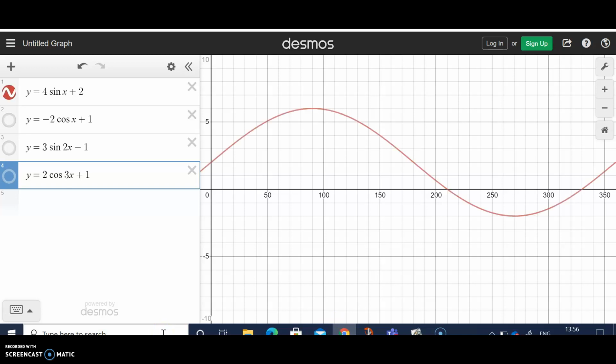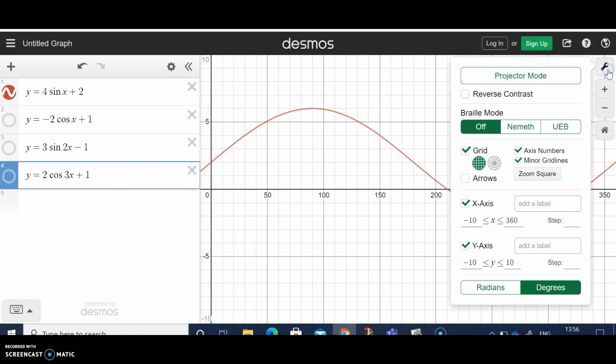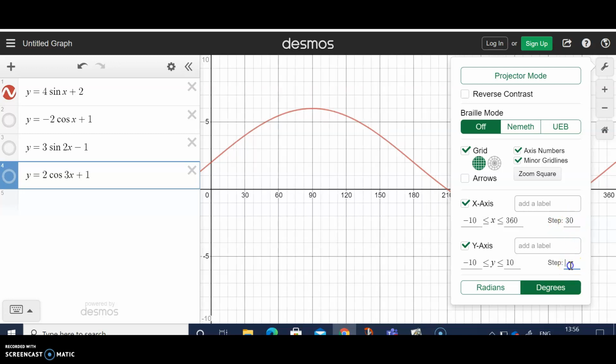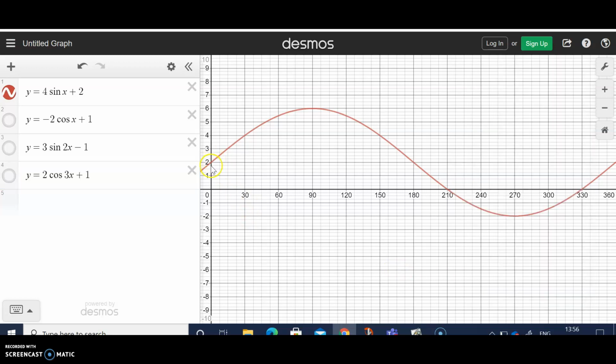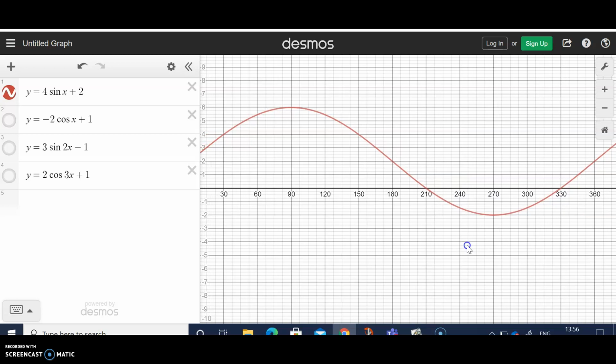So 4 sine x add 2. This is it here. So it starts at 2, goes up to 6. Let me just change these settings. See it a bit better. There we go, that's better. Right, so it starts here at 2, goes up to 6, down to minus 2, and back up to 2 at 360 degrees.